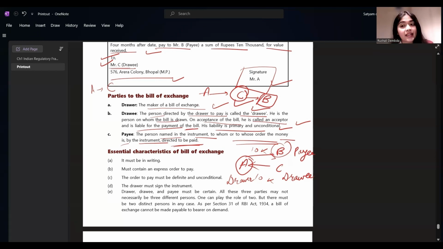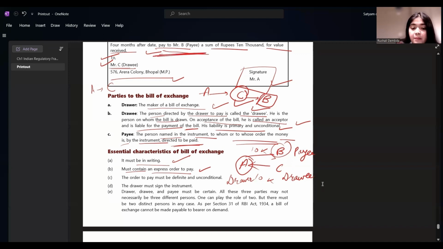Let's see what the essential characteristics of a bill of exchange are. Now, it must be in writing. We saw that. We saw a specimen also, of how it should be in writing. So, it is compulsory to be in writing. It must contain an express order to pay. Just look over here. We have an order to pay an amount.